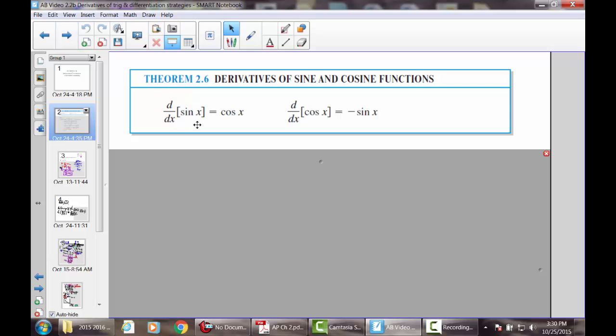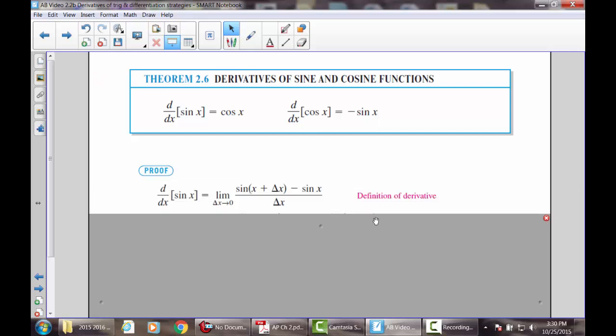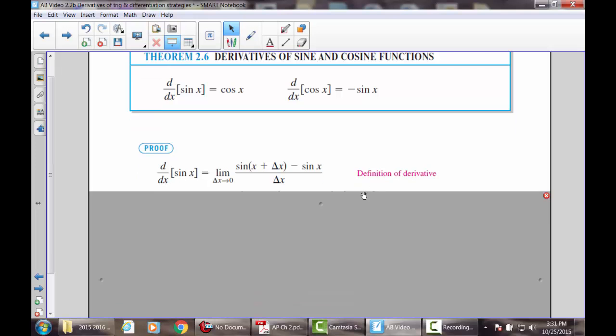So, the derivative of sine x is cos x. The derivative of cosine x is negative sine x. Here's the proof out of the book. Again, the AP says you're responsible for this. I've never seen them ask this question, but you should be able to follow it. It's just that there's a step you would never think of doing on your own.